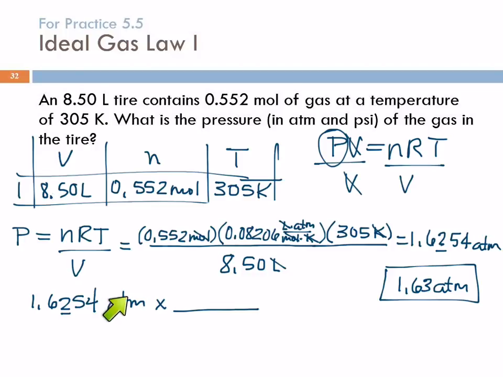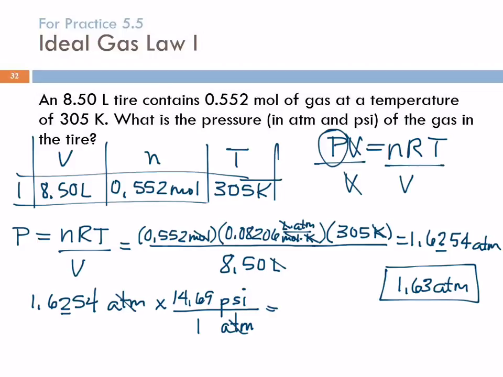So I have atmospheres, I want PSI. So PSI goes in the top, atmospheres go in the bottom. Then I don't have to think about, am I supposed to multiply by 14.69 or divide? The units tell me. This is a conversion factor that you do not have to memorize. But it's 14.69 PSI is equal to 1 atmosphere. That's not an exact conversion. The atmospheres cancel out, and I'm going to get PSI. So I'm going to take my 1.6254 times the 14.69.